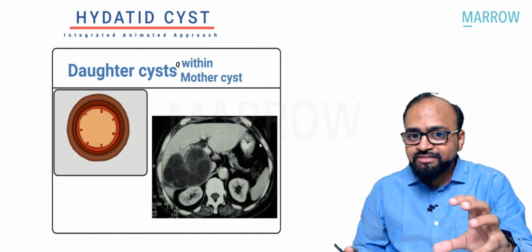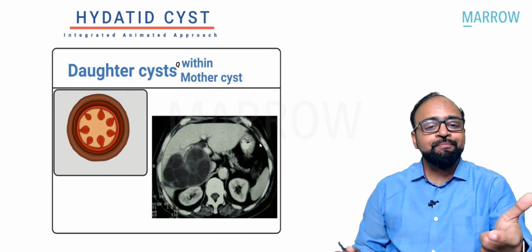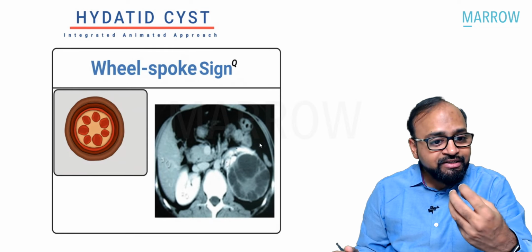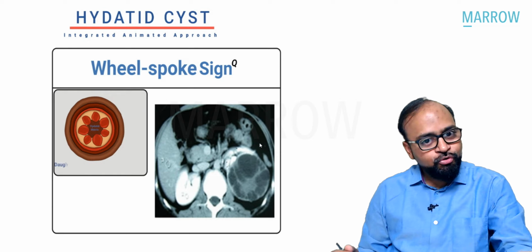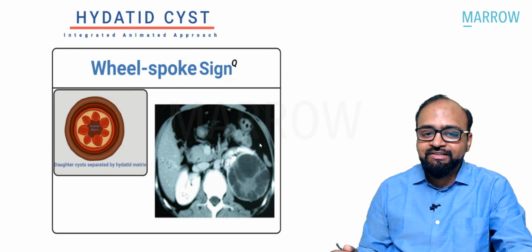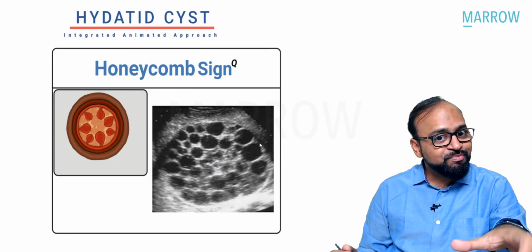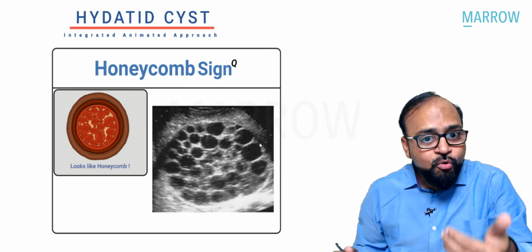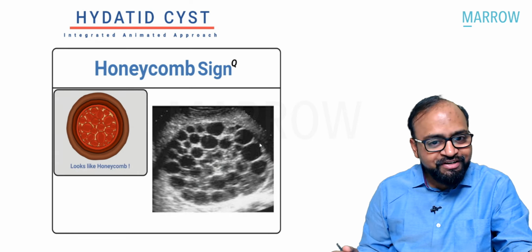If you see a big mother cyst and multiple daughter cysts within it, right? This is also peculiar of a hydatid cyst. So daughter cyst within a mother cyst. Thick content may get trapped in between the daughter cysts. This creates a wheel spoke or a spoke wheel kind of appearance in hydatid cyst, right? Then what is going to happen is that the entire cyst may get completely filled up with daughter cysts. So this is what is called the honeycomb sign of hydatid cyst, right? So this is the honeycomb sign of hydatid cyst.